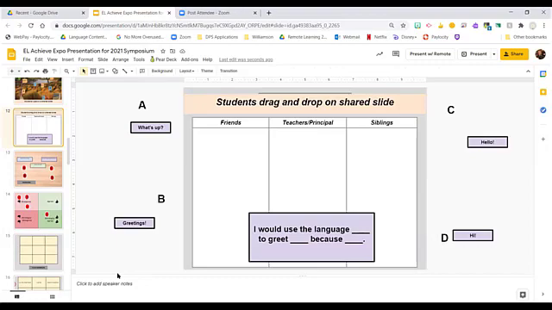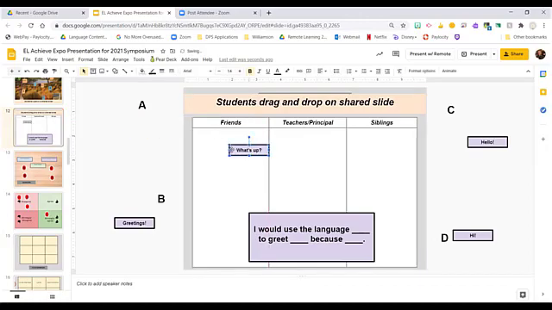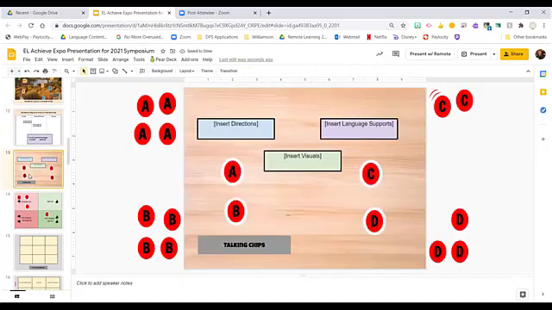Each student would be assigned a certain amount of turns based on the number of phrases or text boxes that they have. Obviously here, it's just one turn per kid. So for example, student A would begin and might say, I use the language, what's up, with my friends to greet my friends, because it's a more informal way of saying hello, right? And then it would be person B's turn to sort what audience they would use that greeting language in and what language frame they would use to be able to do that.